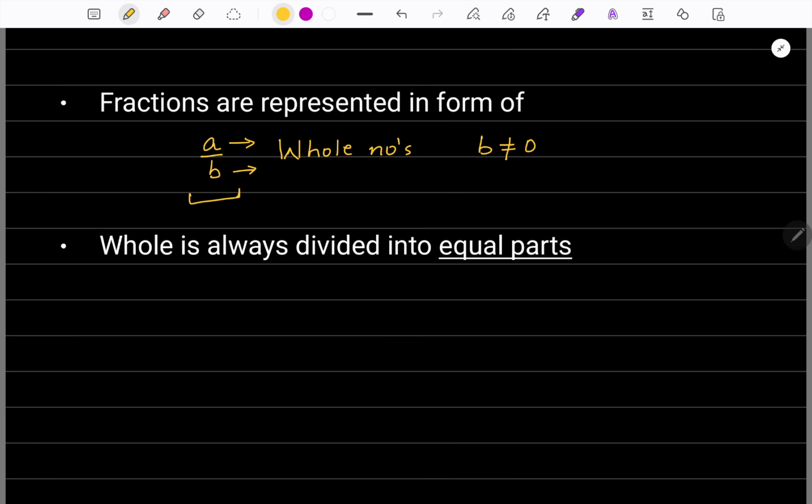That is the form of fraction. So fractions can be represented by A by B, but B cannot be equal to 0. Now the second point is, whenever we are talking of fractions, the whole is always divided into equal parts. So this is quite important.